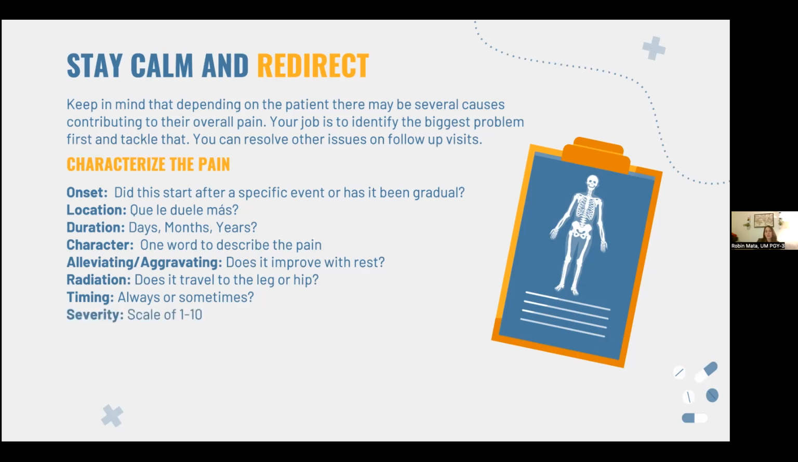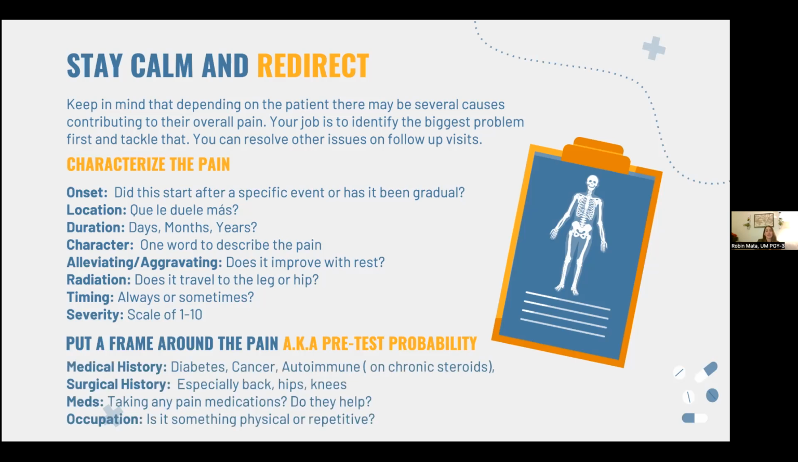And then severity, scale of 1 to 10. And then once you have an idea with what kind of pain they're dealing with, you want to get your pretest probability, or you want to put a frame around the pain. So give a little bit of context, just like if you were presenting a patient with acute coronary syndrome, if they have risk factors, that needs to be part of your presentation.